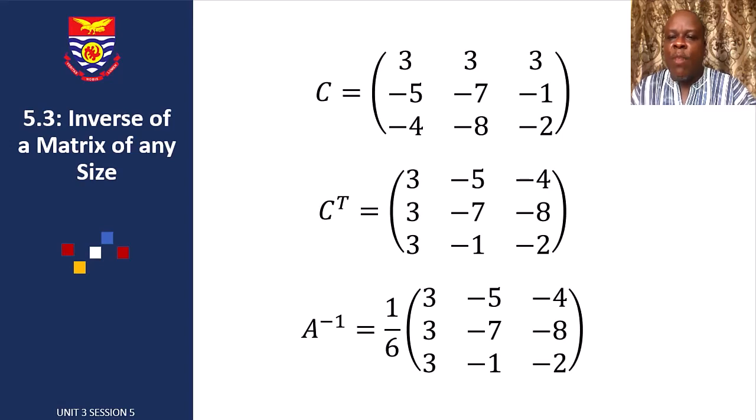We now put it into the formula which says that the inverse is the transpose of the cofactors over the determinant. And so when you do that, you have 1 over 6 times the matrix: 3, negative 5, negative 4; 3, negative 7, negative 8; and 3, negative 1, negative 2.